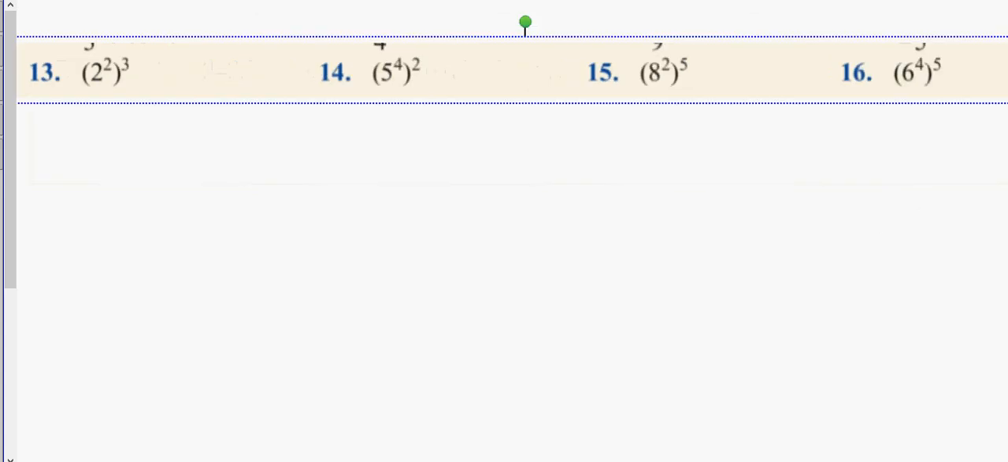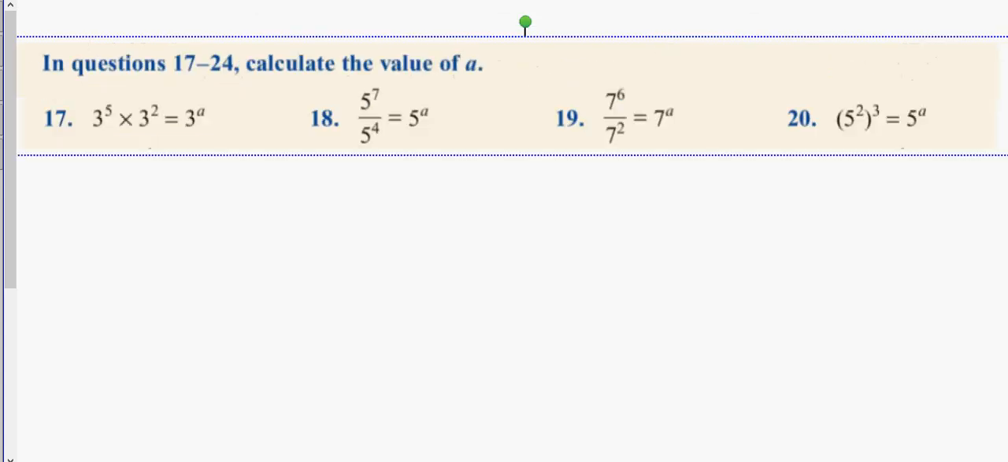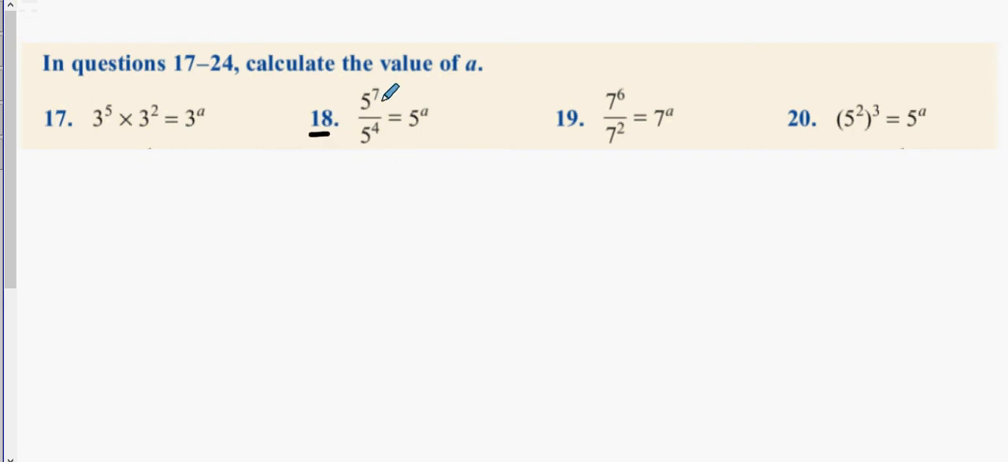Moving on. Now, let's do one of these first. Question 18, what do you reckon? 7 take away 4? 5 to the power of 3. Next one, 6 take away 2? 4. Now, I have to go over something different, okay?